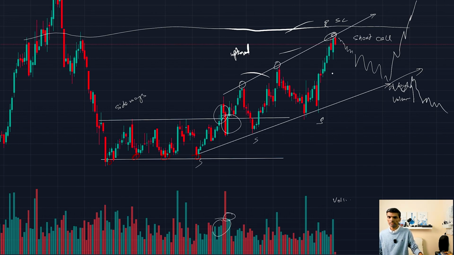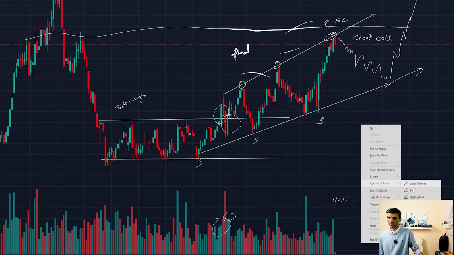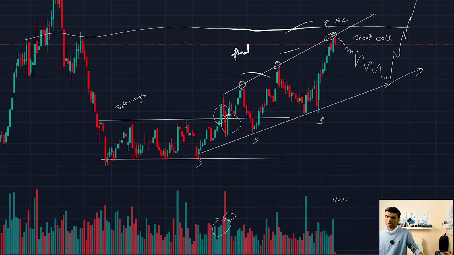So let me just clear it with the eraser. Okay, so what I was saying is basically, see, if it is coming down, it will come down with a big candle over here, right? And then it will again retest it and then it will come here. So somewhere over here you can buy it, or you can put the stop loss over here.